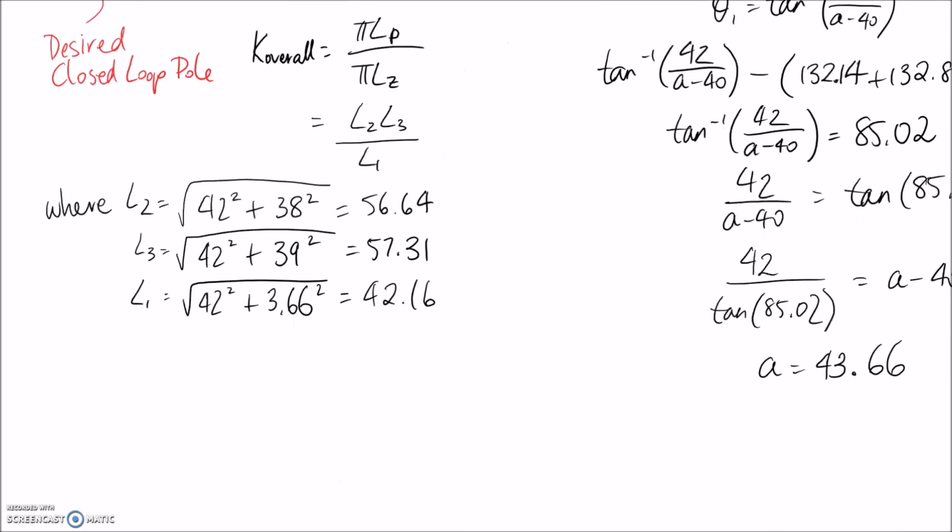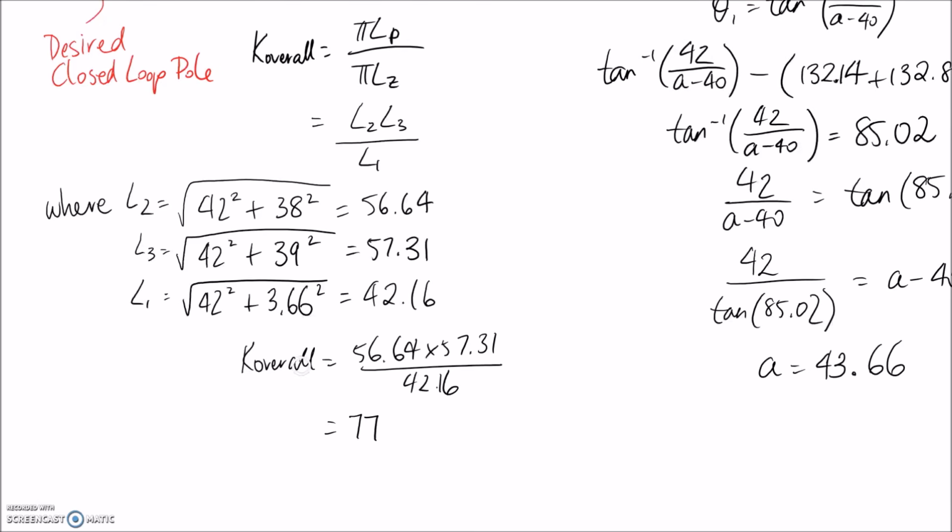Now we should be able to go back and put these three numbers into our equation for the overall gain in our system. So 56 times 57 on 42.16. And we end up with an overall gain of about 77.